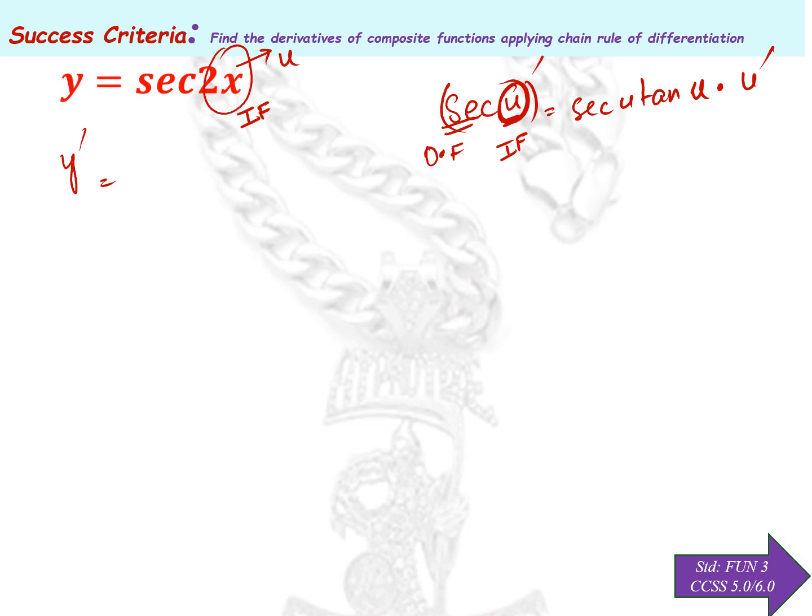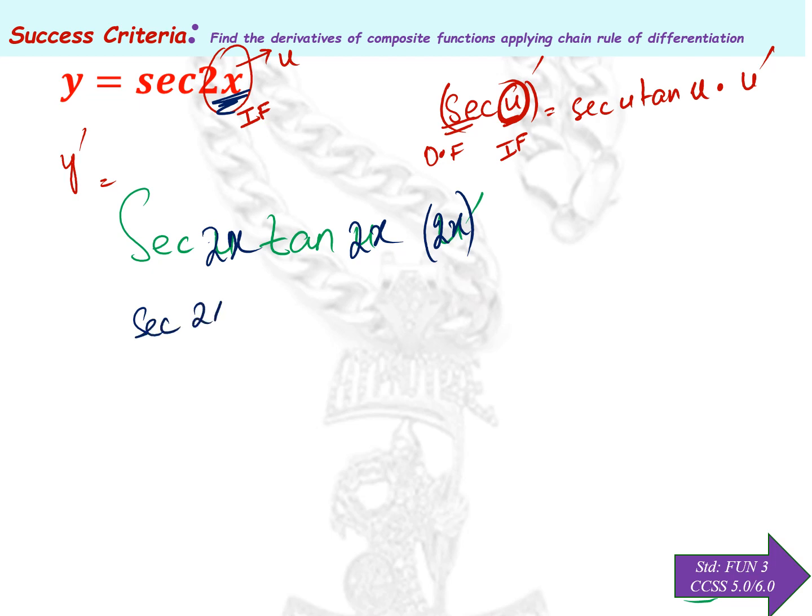Look here, I am trying to explain the formula: secant u, tangent u, and u prime. Now u means the inner function, right? So the inner function is 2x. So u means 2x. Here u again, so it is 2x. And here u again, it means 2x with prime. So what will we do? It will give us secant 2x, tangent 2x, and the derivative of 2x is 2. So I am writing it in the start.